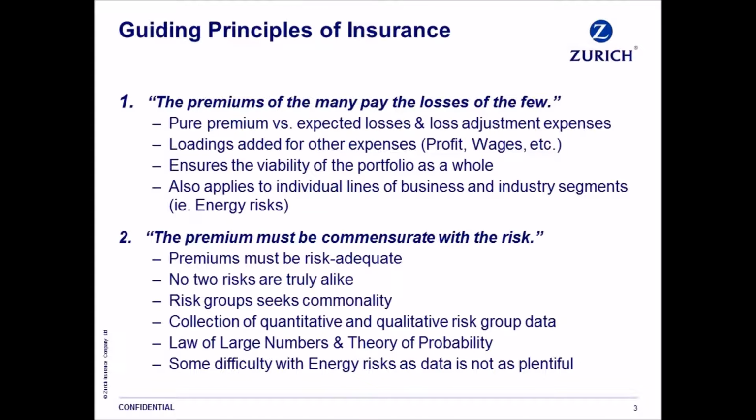So using the past exposure and loss data, our actuaries can apply principles like the theory of probability and the law of large numbers, and that allows them to develop a current outlook for individual classes or individual risks. So in theory, that should develop premiums or rates that are adequate. It's not always the case, but it's really what the primary goal is.